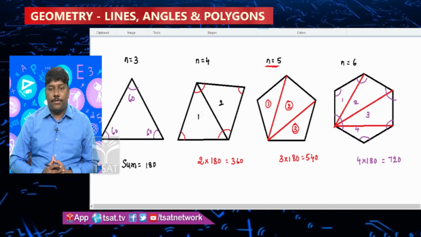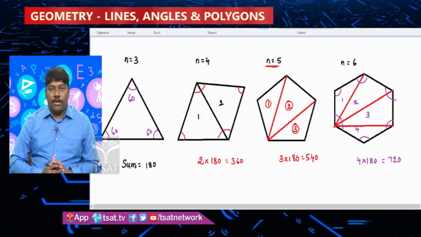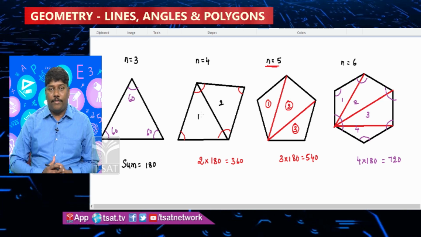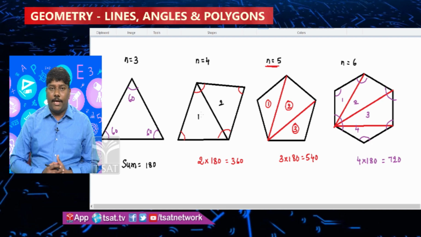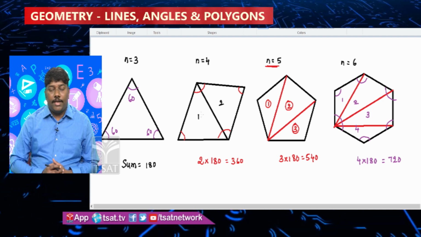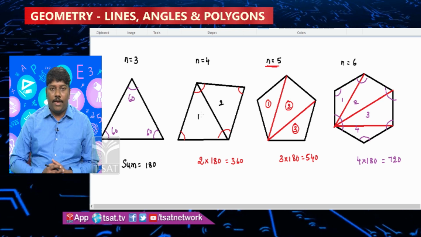So as in the case of pentagon, 540, if it is a regular pentagon, all sides and all angles are equal, 540 divided by 5, you get 108. So the same is the case with n-sided polygon. Each angle is (n minus 2) into 180 divided by n.